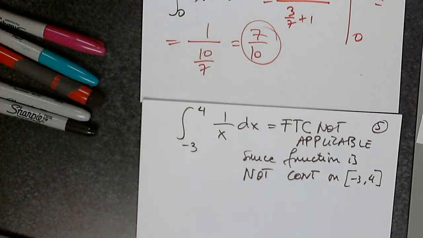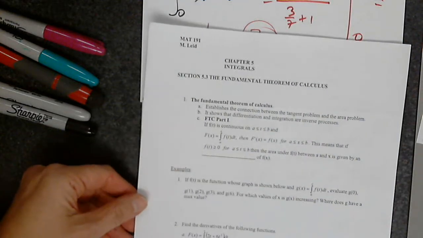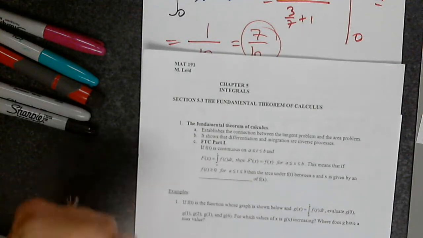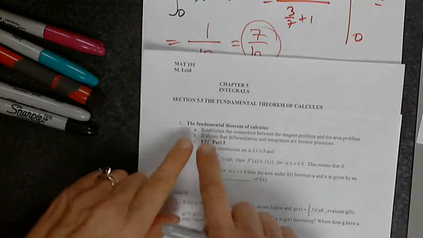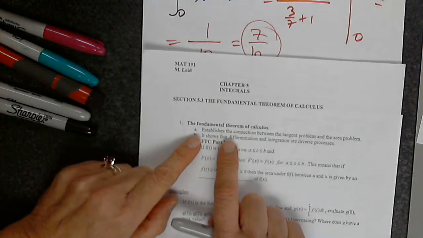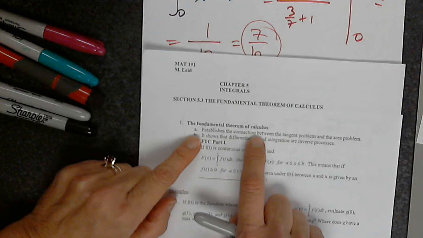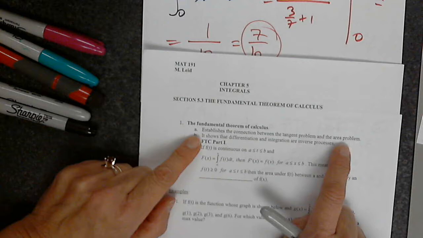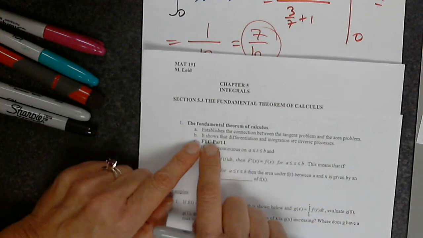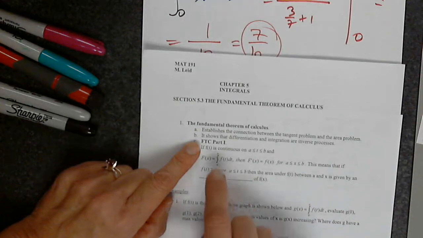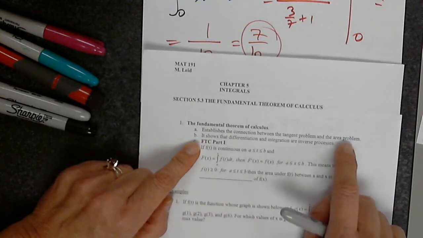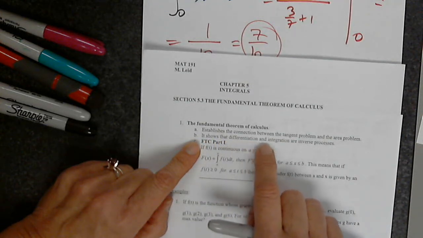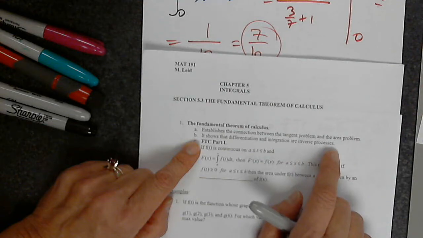Okay, I think we are ready now to go back to the Fundamental Theorem of Calculus Part 1. So, in general, the Fundamental Theorem of Calculus has two roles. One establishes the connection between the tangent problem and the area problem, which you will see in a moment here with Part 1. Also, it shows the area problem is the definite integral. It shows that differentiation and integration are inverse processes.